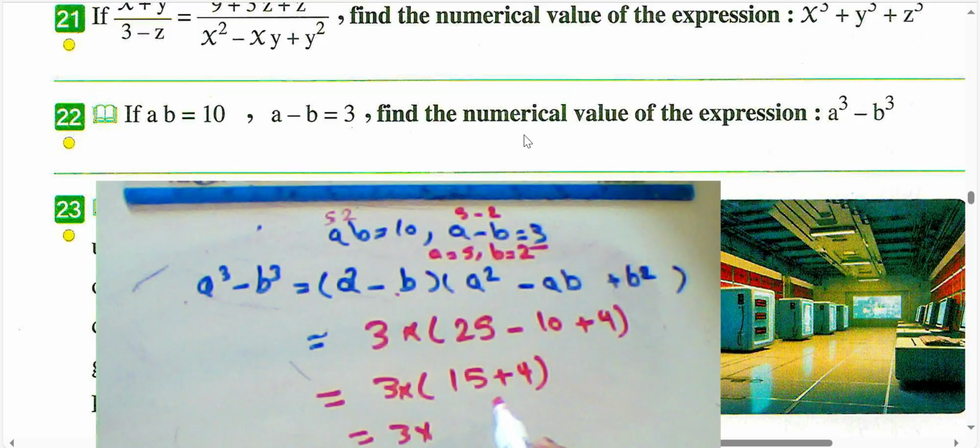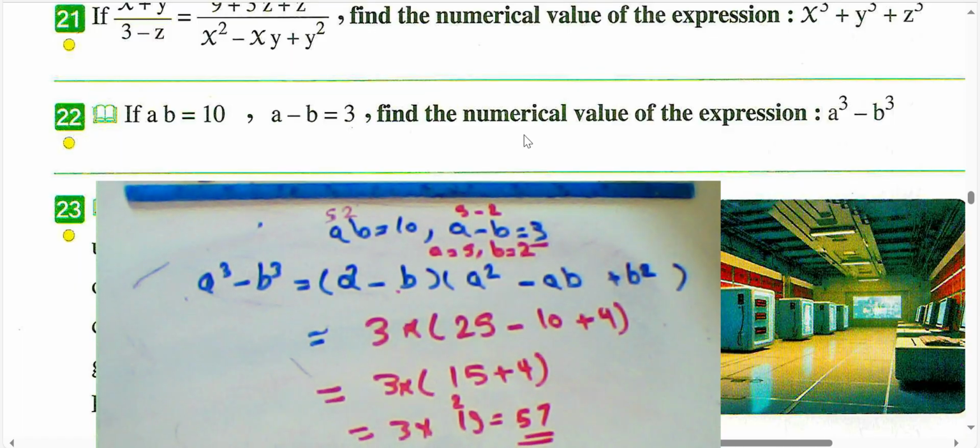Okay, the result will be 19. 3 times 9 is 27, 7 and carry 1, then 1 times 3 is 3, plus 2 equals 5. The result will be 57.